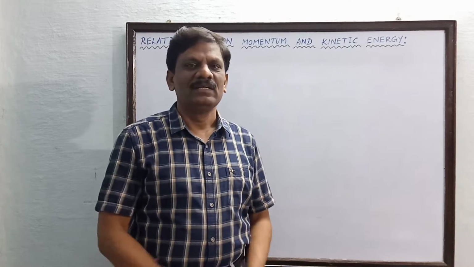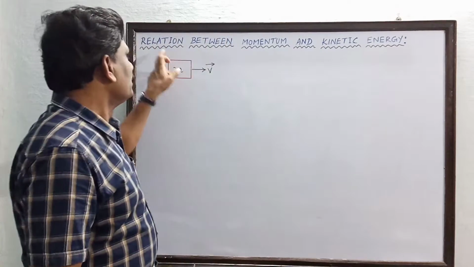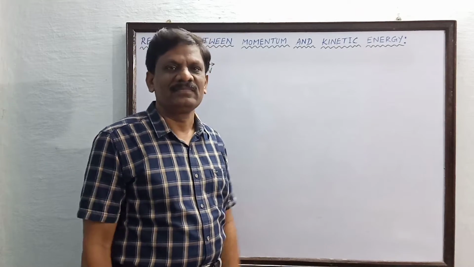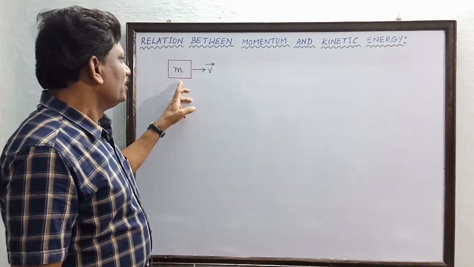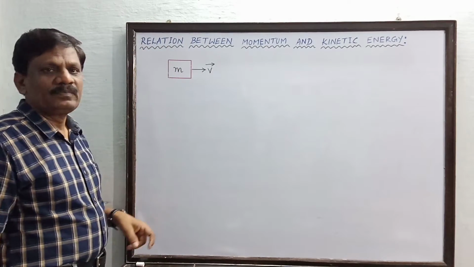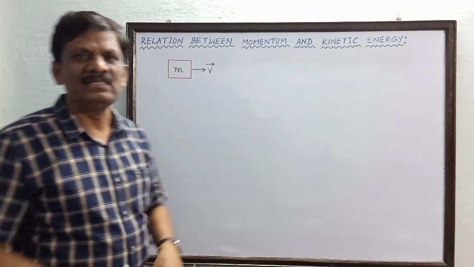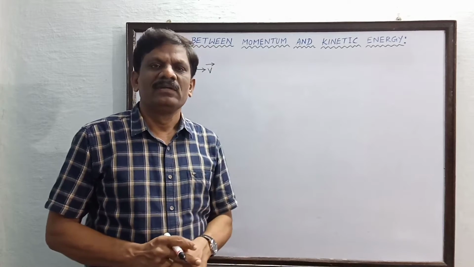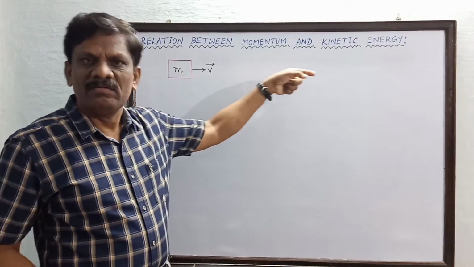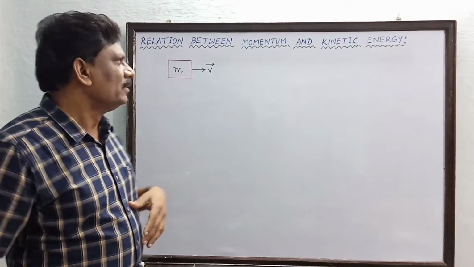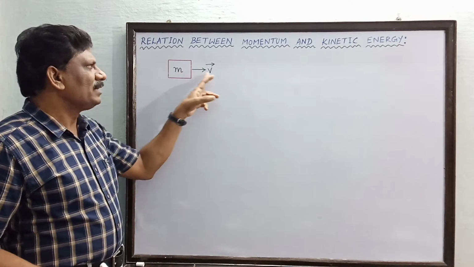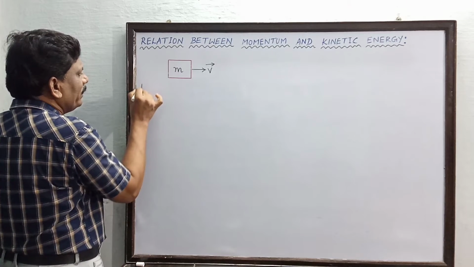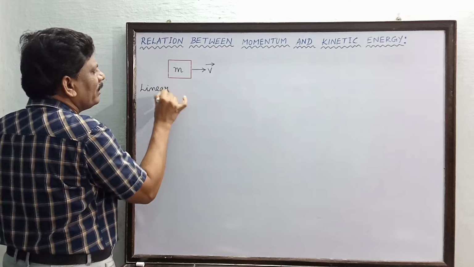Hi students, now we are going to derive the relation between the linear momentum and the kinetic energy. You can consider a body of mass m which is moving with a velocity v. Now the velocity is given in vector form so that its direction is in the forward direction. So if m is the mass of the body and v is the velocity of the body, then its linear momentum, the linear momentum of the body.